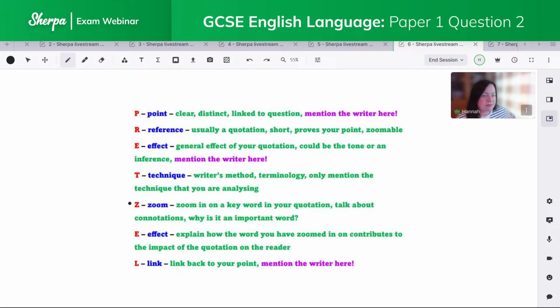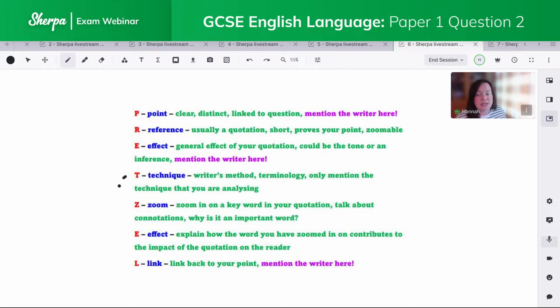Zooming in, I've said a couple of times, so that's where you really narrow your focus on a particular word, maybe two. And what you might do here is actually combine a bit more terminology. So for example, if you're analysing the effect of a simile, and then you zoom in on a particular word, and that word is an adjective, call it an adjective, and you're showing the examiner the extent of your knowledge of the terminology as well. So as it says here, just a reminder of what we talked about before, talk about maybe connotations, why is it an important word within that quotation.